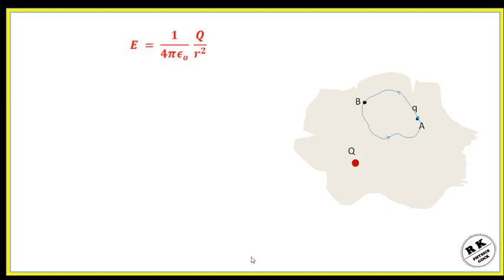We know that the electric field due to a point charge is given by E equals 1 upon 4 pi epsilon naught times Q by r square, where r is the distance of the point of observation. For the work done in moving the test charge, let us assume it is a unit positive charge, let small q be plus 1 coulomb. So the work done is given by E dot dr in moving a small distance dr.